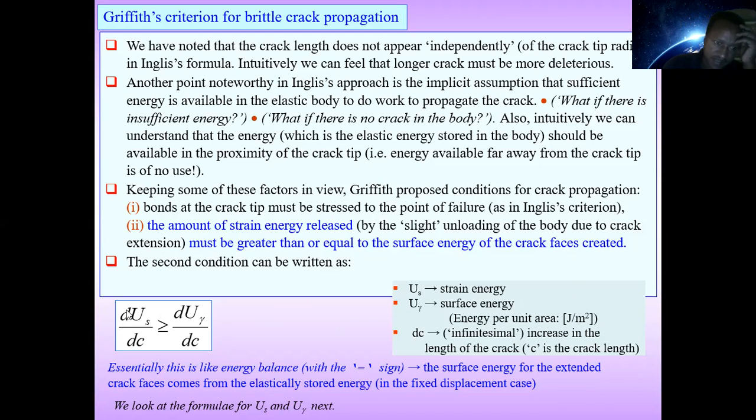This implies dUs over dc, the strain energy, where Us is strain energy and dc is a small increment in crack length, should be greater than or equal to dUγ over dc. This Uγ implies surface energy, or energy per unit area, which is surface energy. Essentially, this is like an energy balance. The surface energy for the extended crack face comes from elastically stored energy in a fixed displacement case.